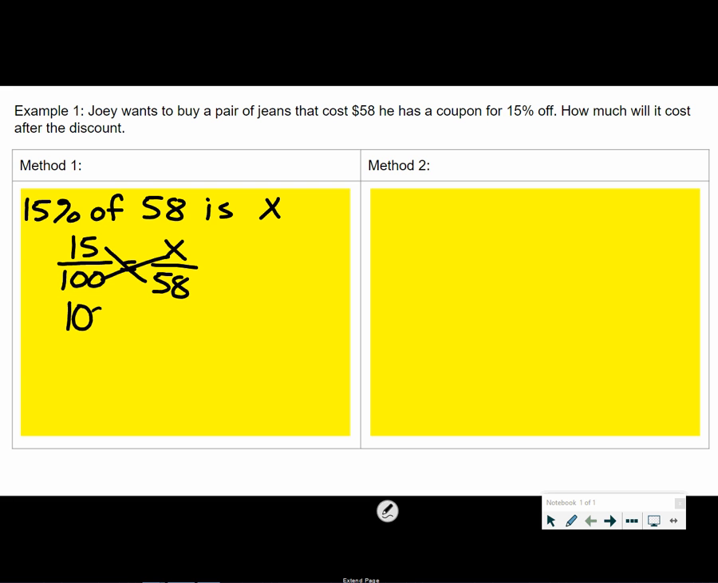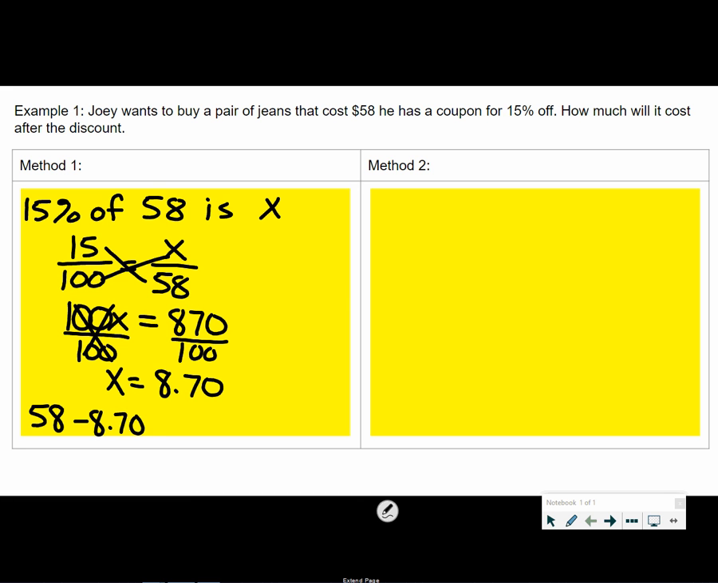Cross multiply: 100X equals 15 times 58, which is 870. Divide by 100. X equals $8.70. So this is the discount. I want to find the total cost, so the last step is to subtract. I do 58 minus 8.70, which is $49.30. And that is method number 1.